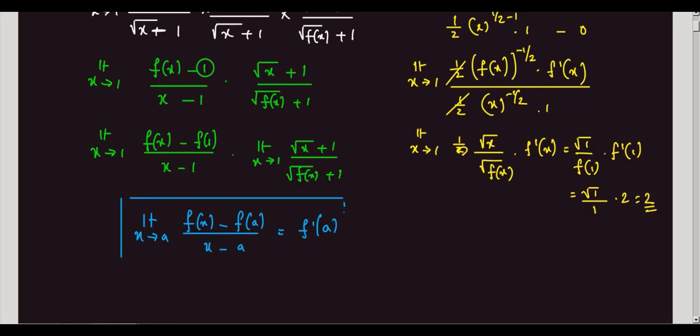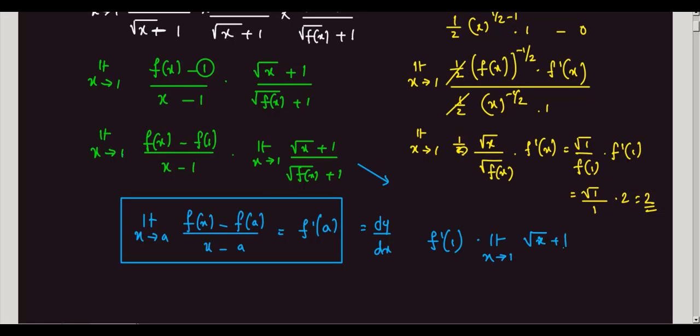The formula is: limit x tends to a, [f(x) − f(a)] / (x − a) equals f'(a). This is dy/dx. So, limit x tends to 1 of [f(x) − f(1)] / (x − 1), simply I am writing like this. So, limit x tends to 1 is f'(1). f'(1) is limit x tends to 1 of (√x + 1) / (√f(x) + 1). So, f'(1) is 1/2.